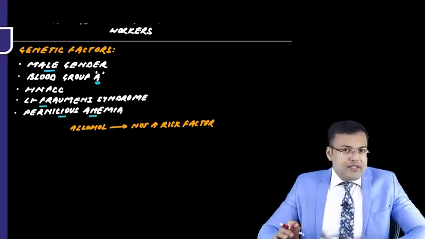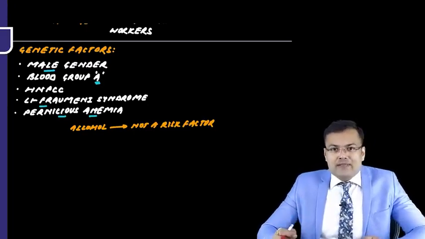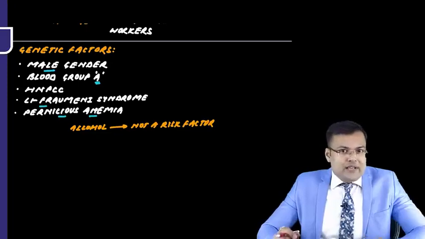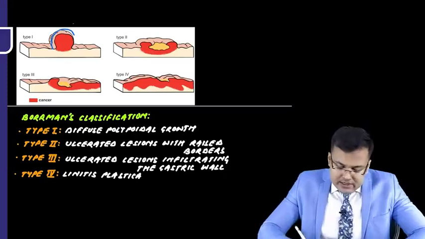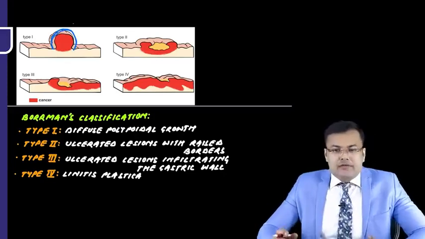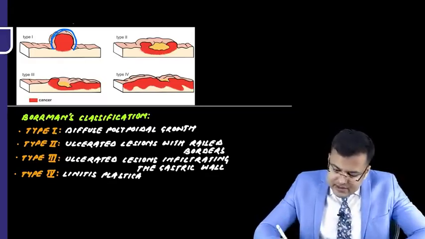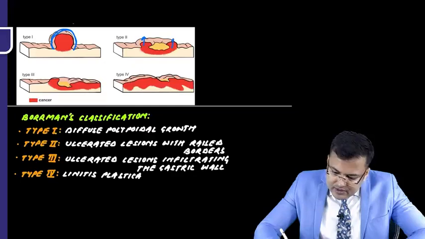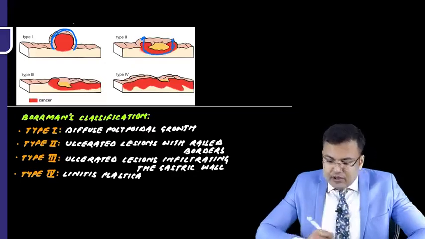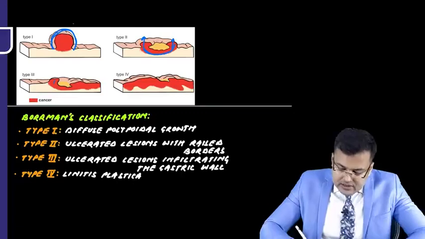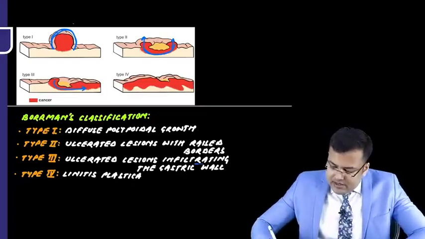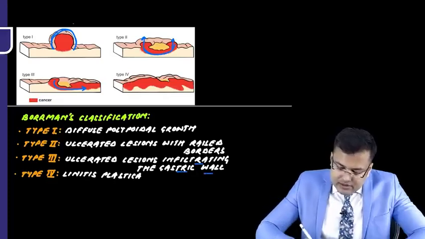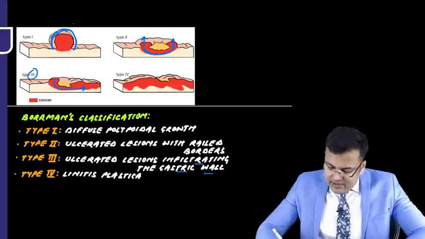There are two classifications which are asked. One is Borrmann's classification and the second is Lauren classification. Now see, in Borrmann's classification, what is type 1? Here you can see there is diffuse polypoidal growth. So if there is diffuse polypoidal growth, that is type 1. Whenever there is an ulcerated lesion with raised borders, that is type 2. Here, ulcerated lesion which is infiltrating the gastric wall, this is type 3.